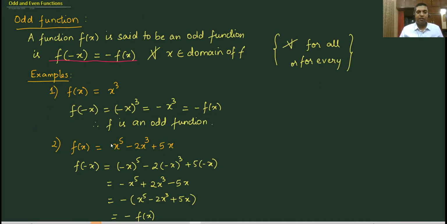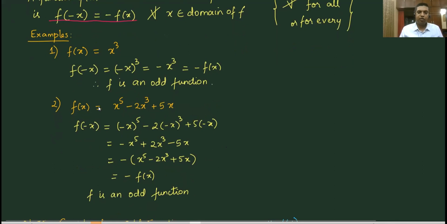Similarly, if you have terms in a polynomial in which all the powers are odd, then it will again be an odd function. So f of minus x will be minus x power 5 here, then minus of x cube. So minus of minus becomes plus, then here x becomes minus. And when you take the minus sign common, you will get the original function.